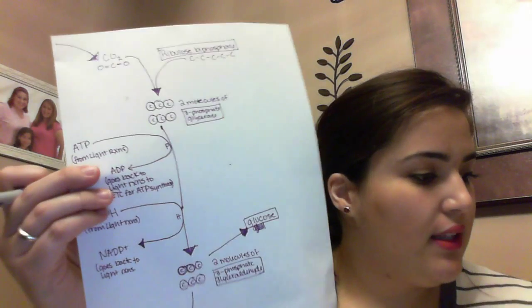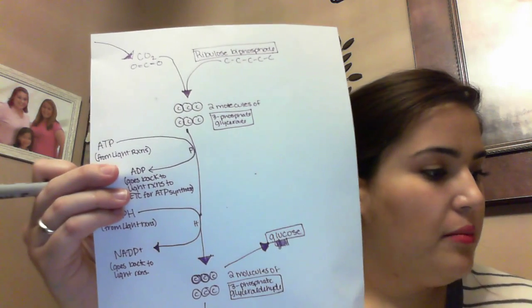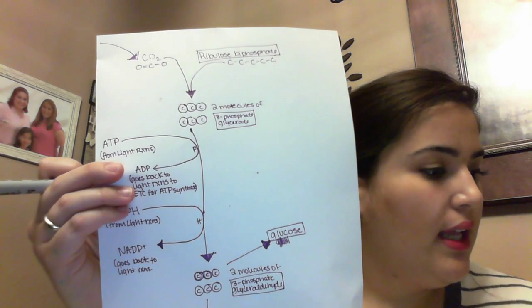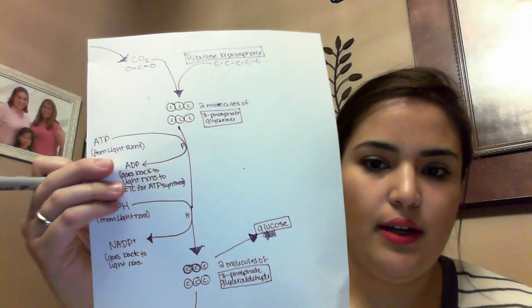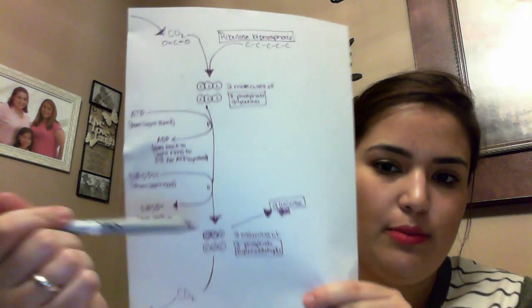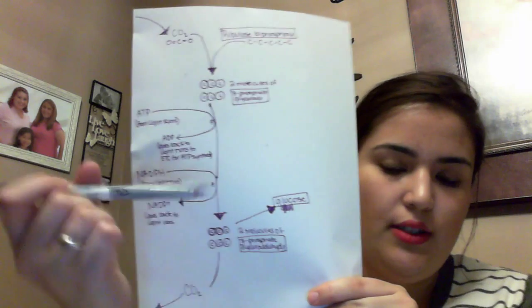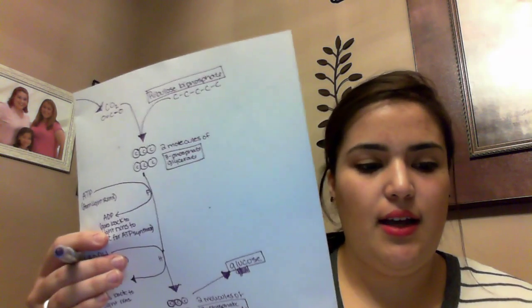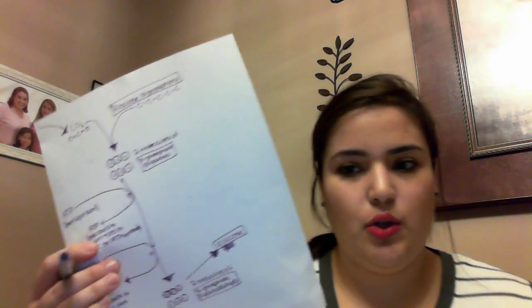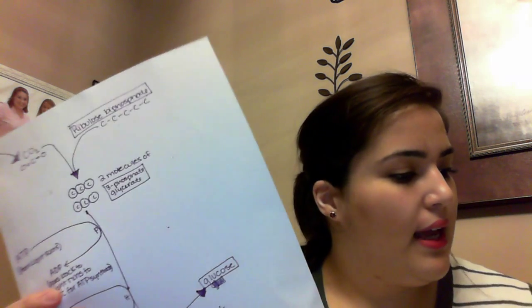And the 3-phosphate glyceraldehyde from there can be broken down and built up into the glucose molecule, which is right here. So the glucose molecule is just the product that you want to end all of the dark reactions with. It's the goal of the dark reactions.